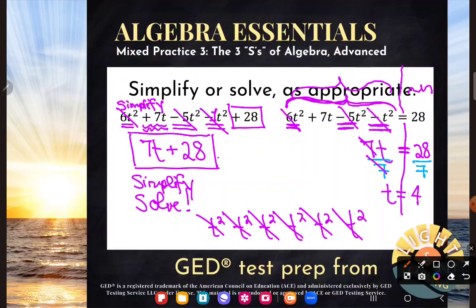Now, this time on the left-hand problem, all I could do was simplify. But now with this equation, I did have the power to, after simplifying either side, solve.